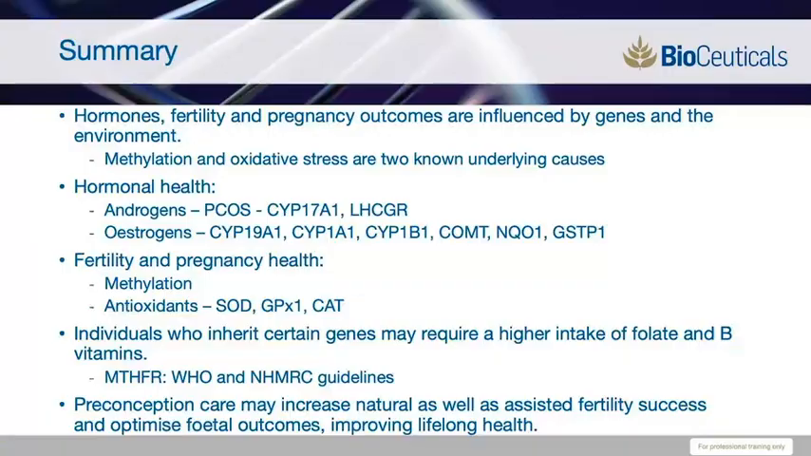So identifying these genetic variations, if it is a genetic thing, we know that with CYP17A1, you can start to downregulate that. Think about the licorice. With the LHCGR, other things we can do to help regulate our testosterone and estrogen, things like zinc.